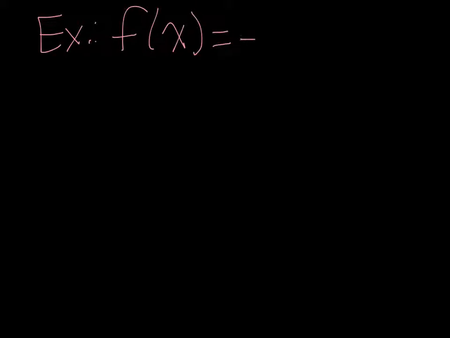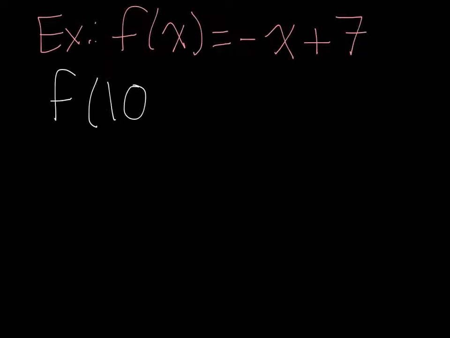So let's look at a couple of examples. Example 1 here, let's start with the function f of x is equal to negative x plus 7. And we're going to evaluate at f of 10. Alright, so we're going to find f of 10. So notice how the f is the same, but now I've replaced an x with a 10.